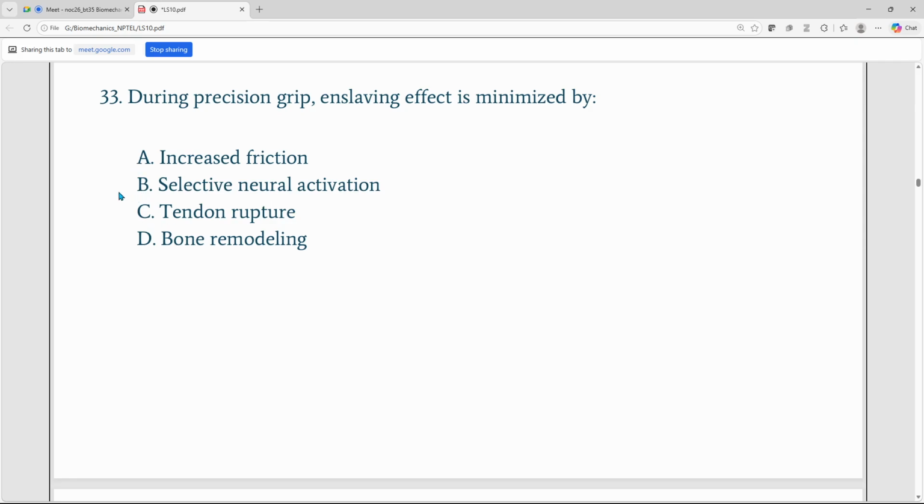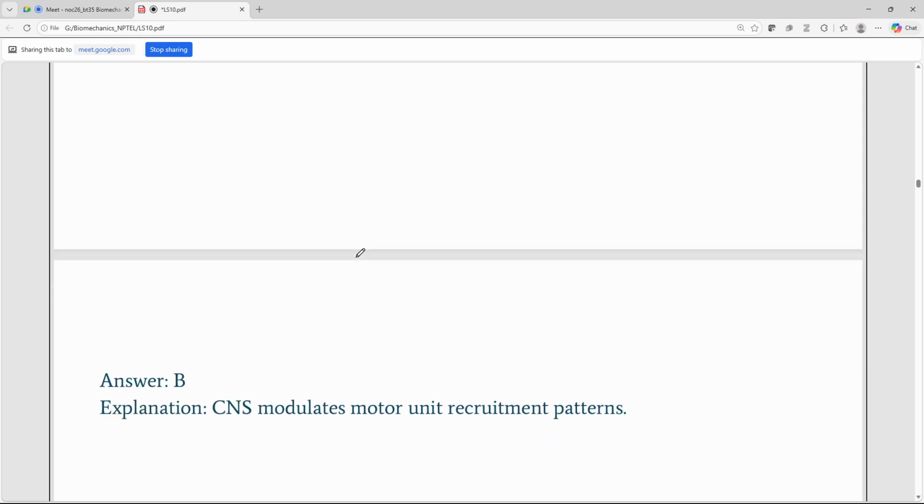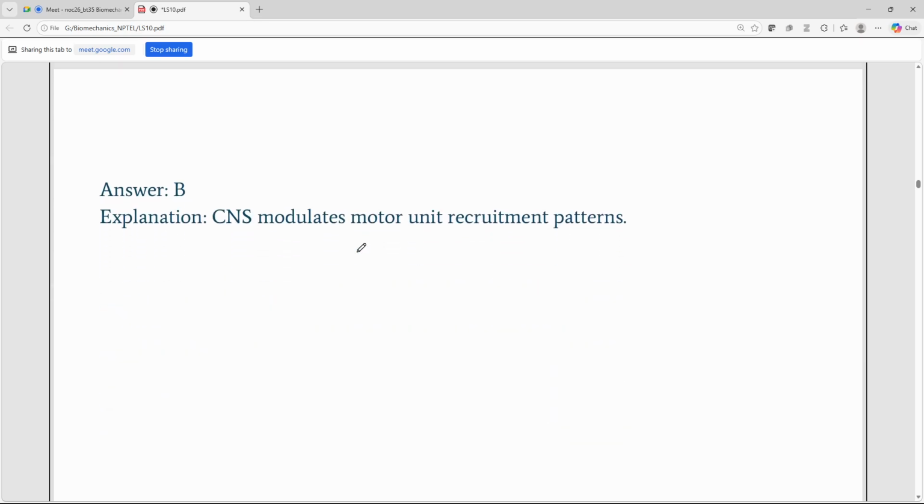The answer is option B, selective neural activation, because the CNS, or the central nervous system, modulates the motor unit recruitment pattern. So selective neural activation helps in precision grips.